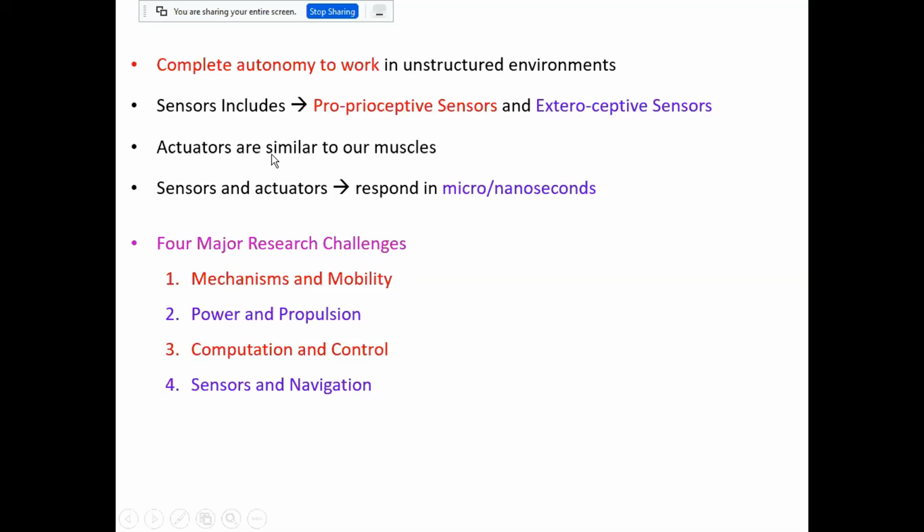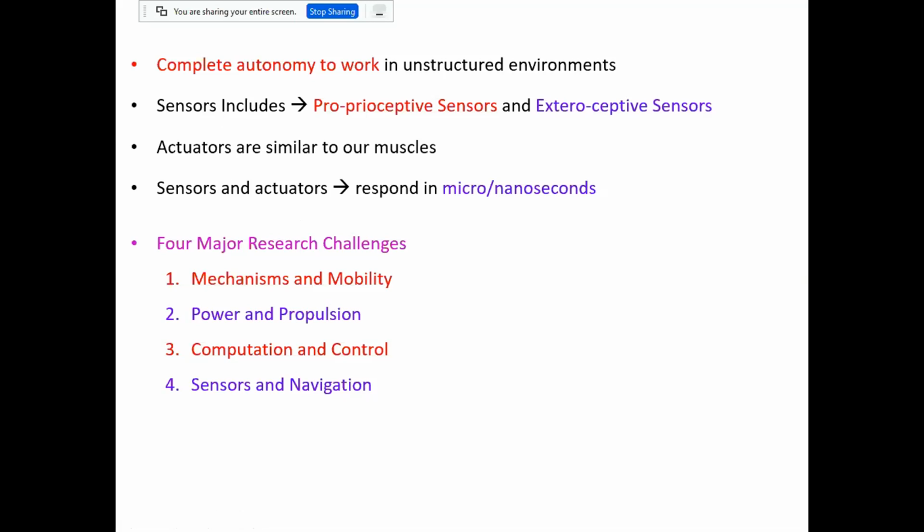On the other hand, actuators are similar to our muscles. They are the real working elements, and their dynamic response to the sensor is very, very quick. How much? In microseconds and nanoseconds. Otherwise, they will not work in the unstructured environment. So the designers are now busy developing these sensors and actuators that should respond in micro or nanoseconds.